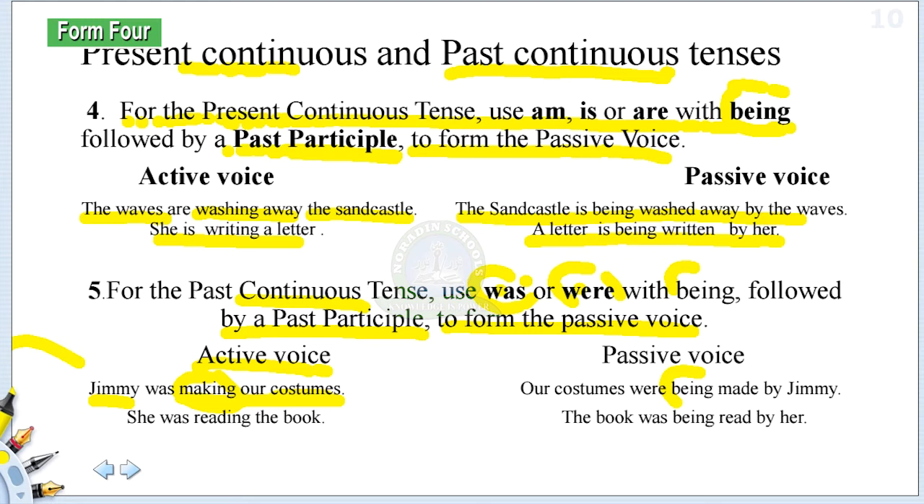She was reading the book. It's an active sentence. Change it into a passive sentence. The book was being read by her.